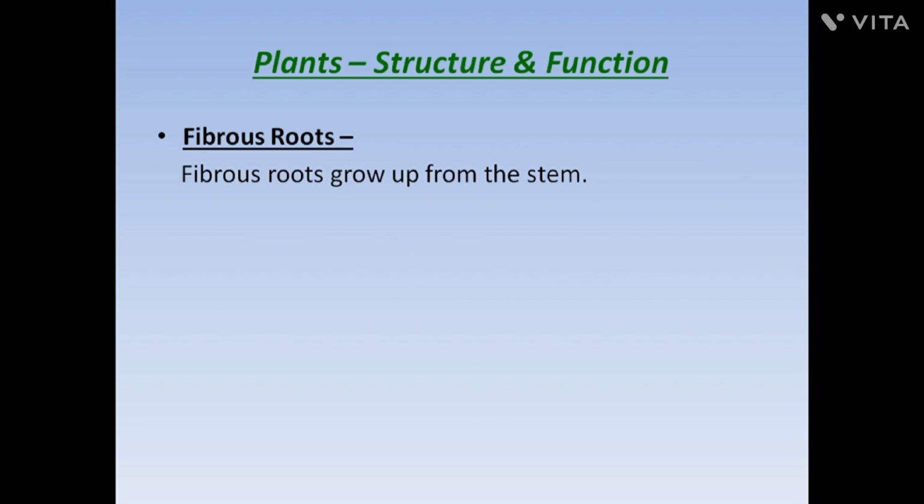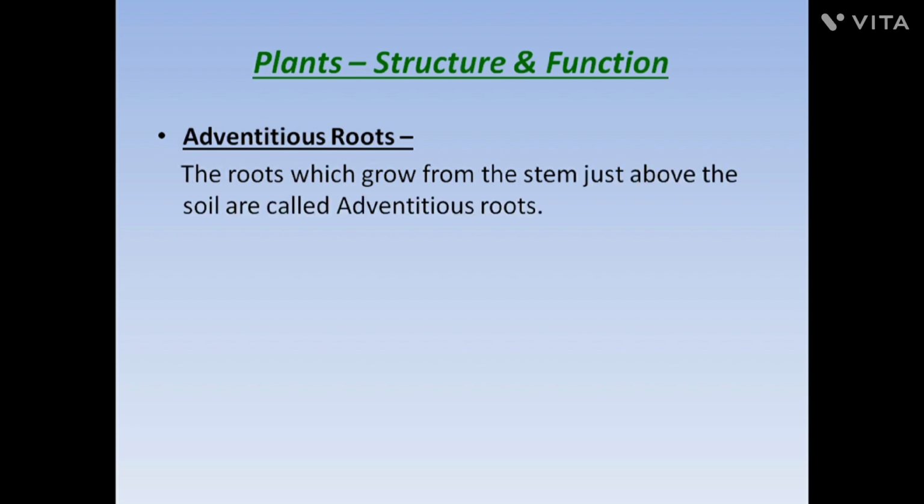Fibrous roots grow up from the stem. Adventitious roots: the roots which grow from the stem just above the soil are called adventitious roots.